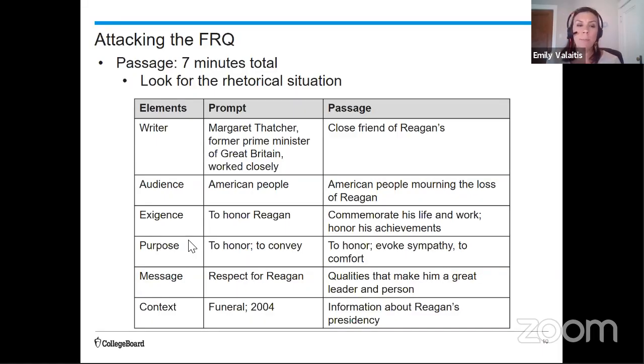So in something as simple as the prompt, the passage was just to honor or to convey. The more you're reading the passage and her speech itself, you're really understanding that she's trying to evoke sympathy and she's trying to comfort people by telling them these stories about Ronald Reagan as a man. And if the exigence is the fact that he's passed away, she's there to honor him. We learn things though, like she's a close friend of his. They worked together as allies, and that she's mourning him as well, and that she wants to honor his achievements and help shape how people remember him. When you study the passage, even if only in 7 minutes, you understand the rhetorical situation is so much more than just the generic brief references that the prompt will give you.